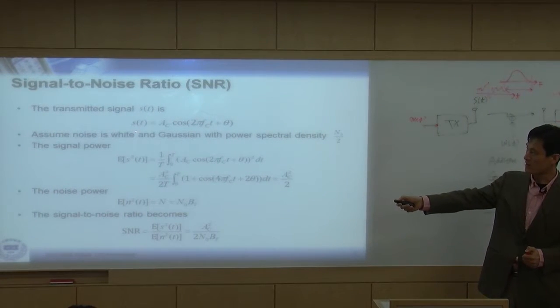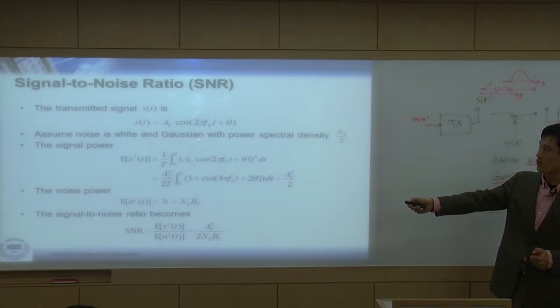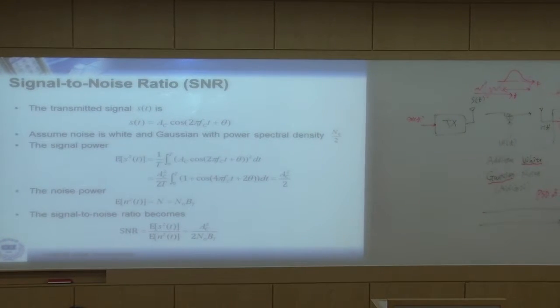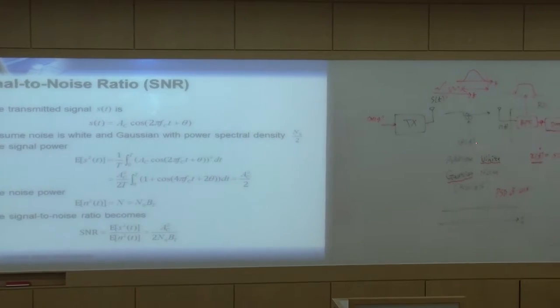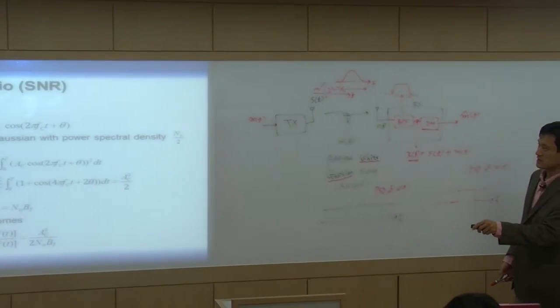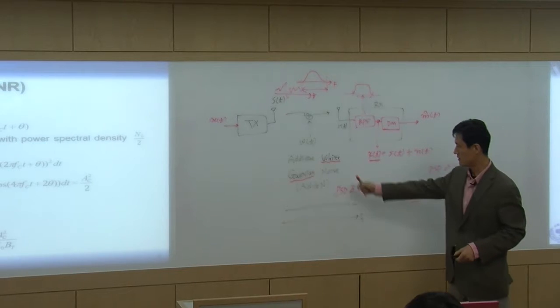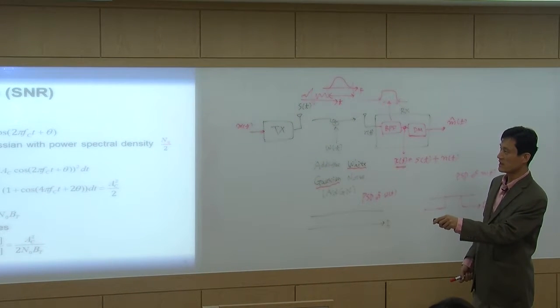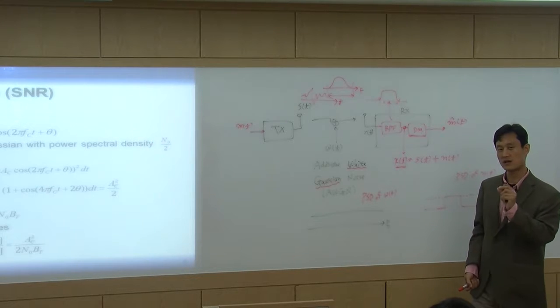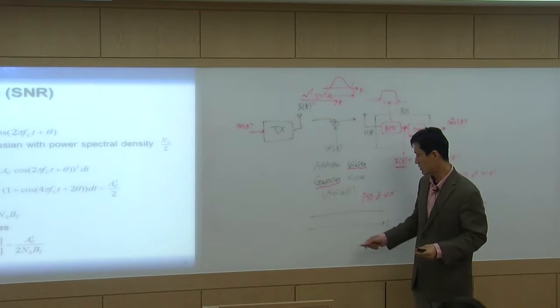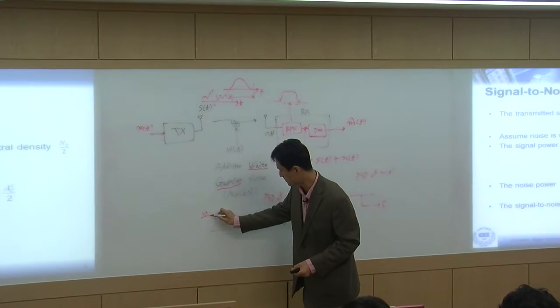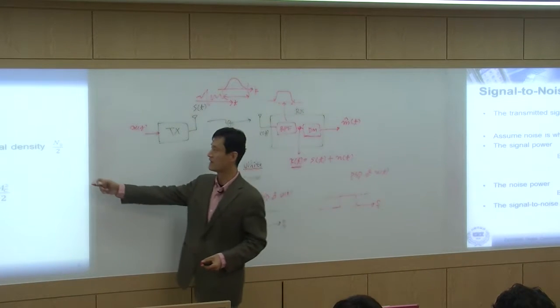Assume noise is white and Gaussian with a power spectral density N naught over 2. What does that mean? That means w(t), our noise in the channel, is white and Gaussian, as we said already, with a power spectral density N naught over 2. N naught over 2 is just a constant value. So what that means is this level here is N naught over 2. We call this one N naught.